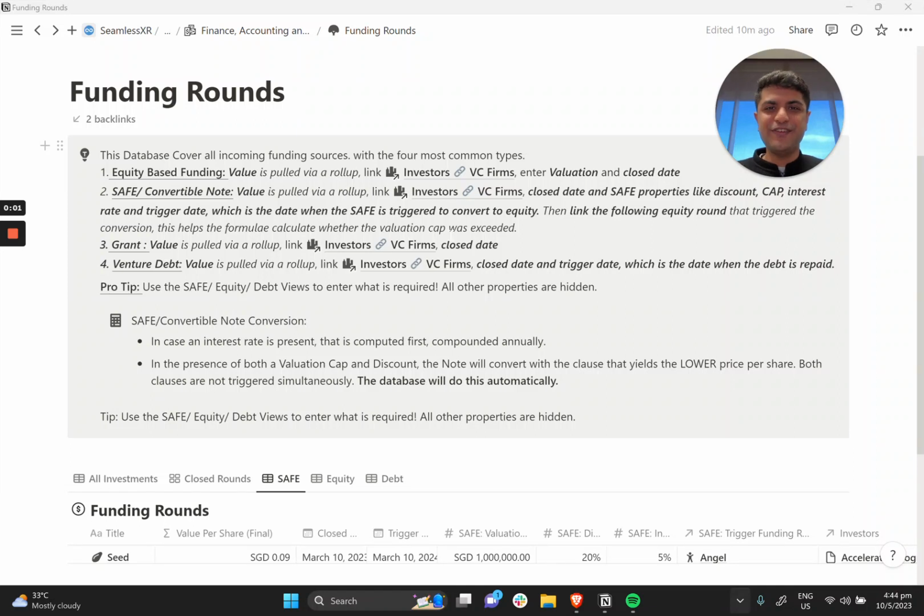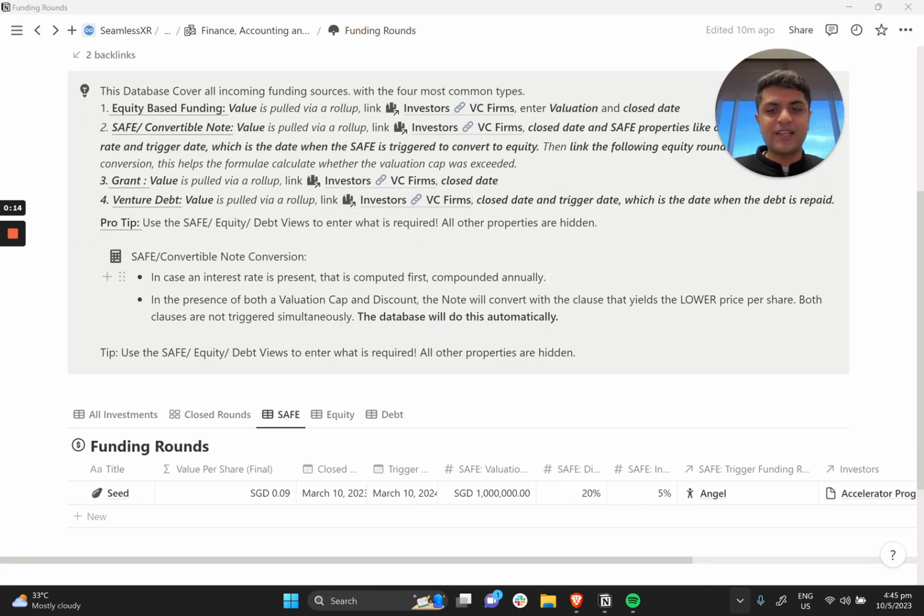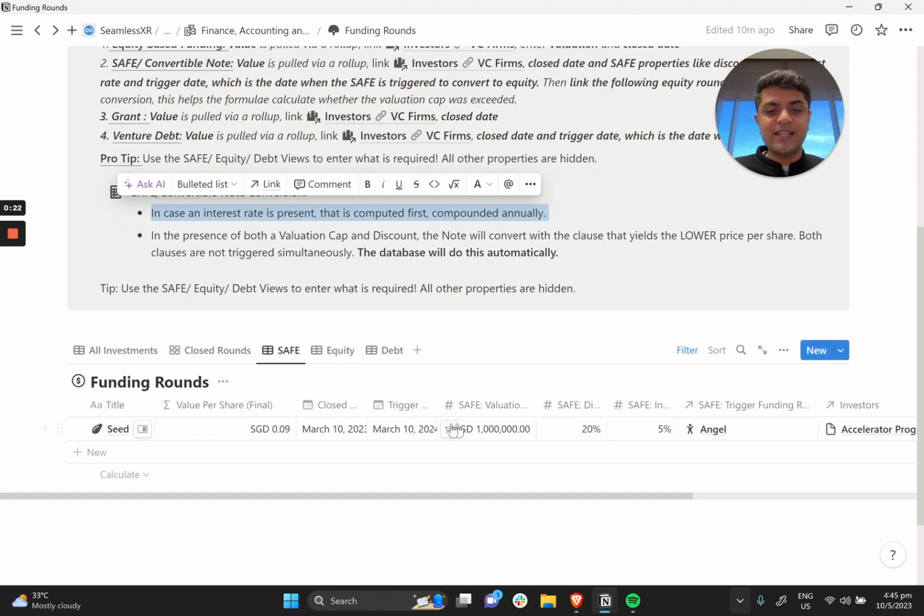All right. So safe and convertible notes. These are a little bit of a complex kind of instrument because they start off as debt instrument, but they can convert into equity at a later stage in your company cycle. So one of the things that you have to note with safe and convertible instruments is if there's an interest rate applicable for the conversion, that interest rate is applied first.